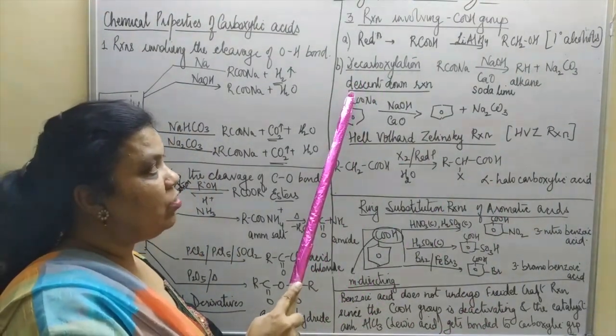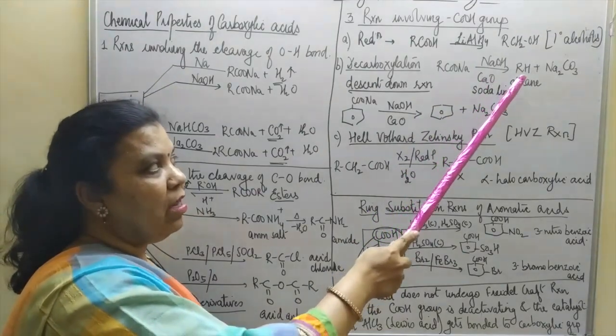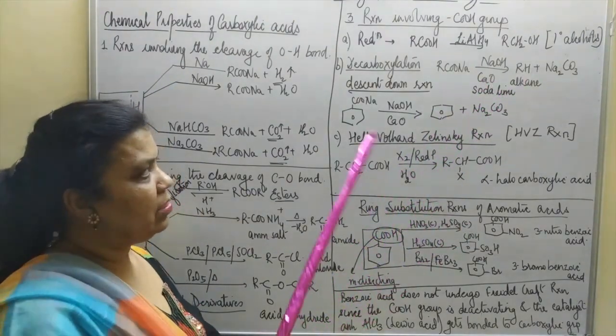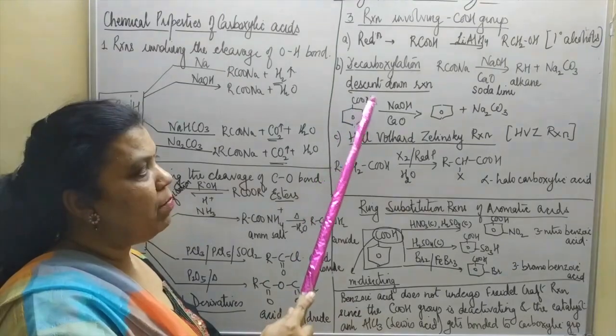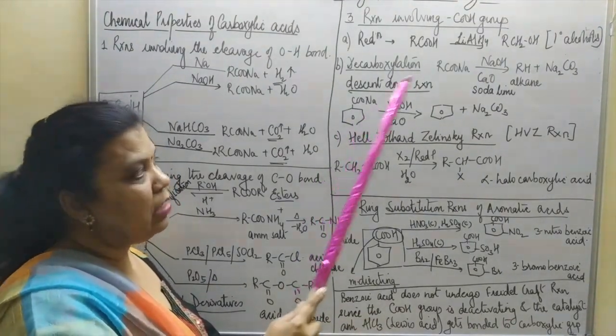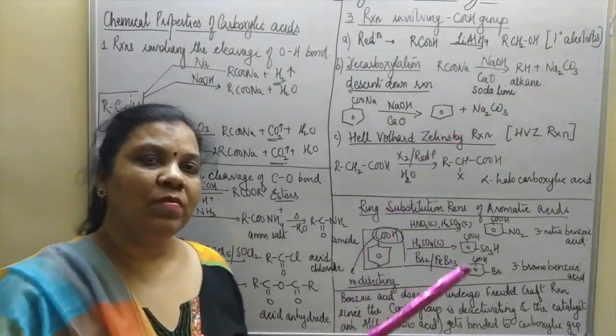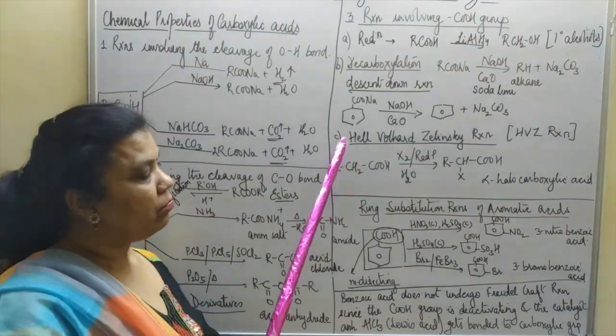So it is also said to be a descent down reaction since it is decreasing or degrading the number of carbon atoms. Similarly, if we take sodium benzoate and treat it with soda lime, we can convert sodium benzoate into benzene, along with the byproduct Na2CO3.